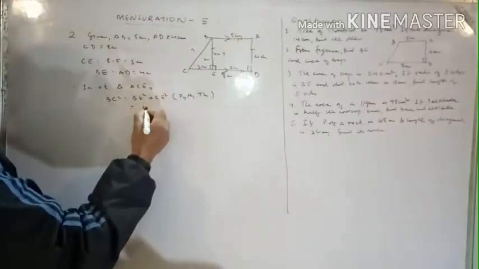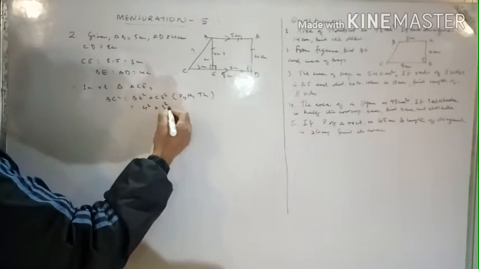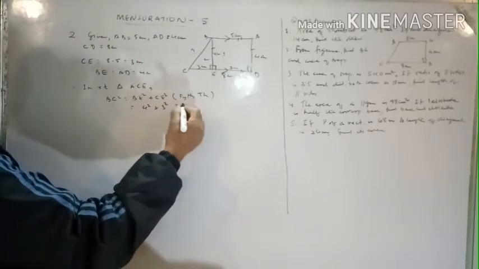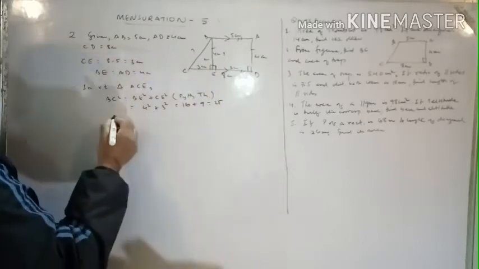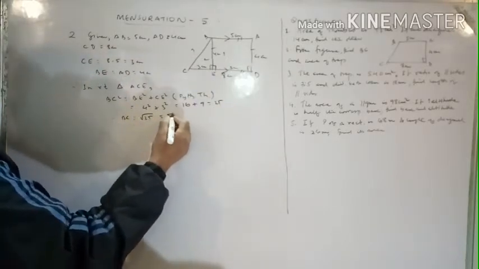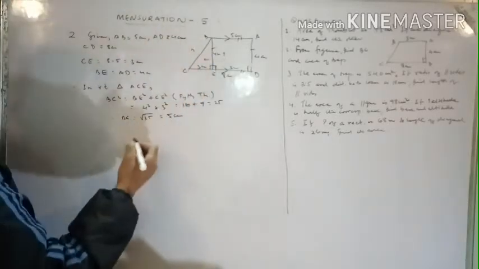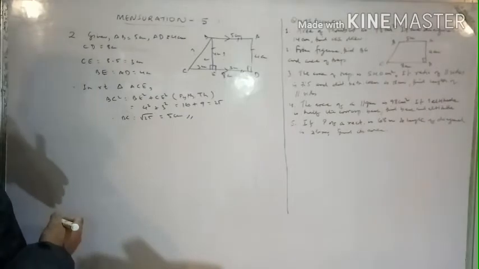BE is given 4 square, CE is given 3, we have found 3 square. So 4 square is 16 and 3 square is 9, that is 25. So therefore we have to find BC. BC is root over 25, that is 5 centimeter. Now we know this is the first answer. So BC equal to 5 centimeter.